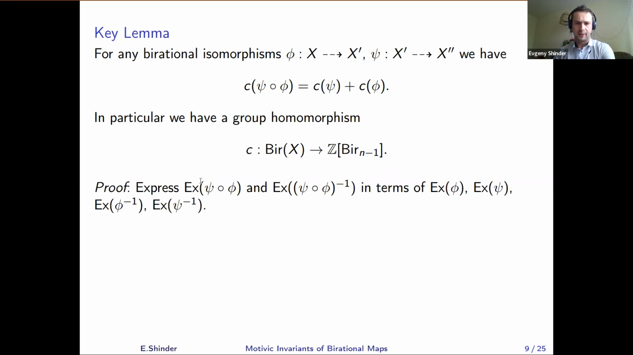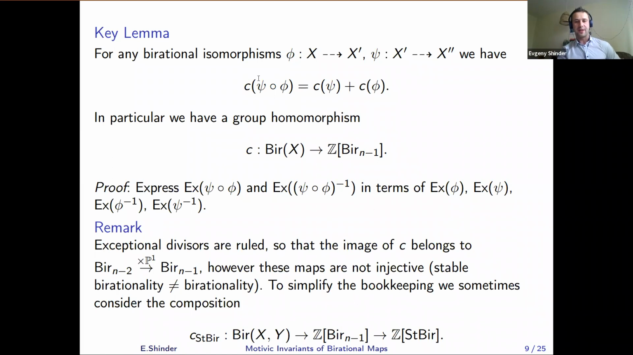How does one prove this? One computes the exceptional divisors of the two compositions, psi phi and phi inverse psi inverse, in terms of the exceptional divisors of everything else, using inclusion-exclusion. It's not immediately obvious because it could be that a divisor is created and then contracted, but it's all counted in this formula. So far, I haven't explained that this invariant is never zero, and probably this is why it wasn't considered earlier, because this kind of thing looks a bit like zero: you look at what you create minus what you contract, and you don't expect to get something interesting. But it is actually non-zero, as we will be seeing.